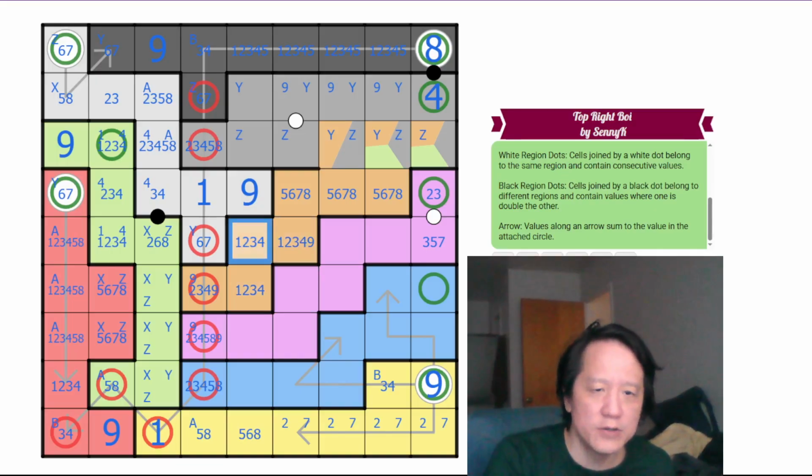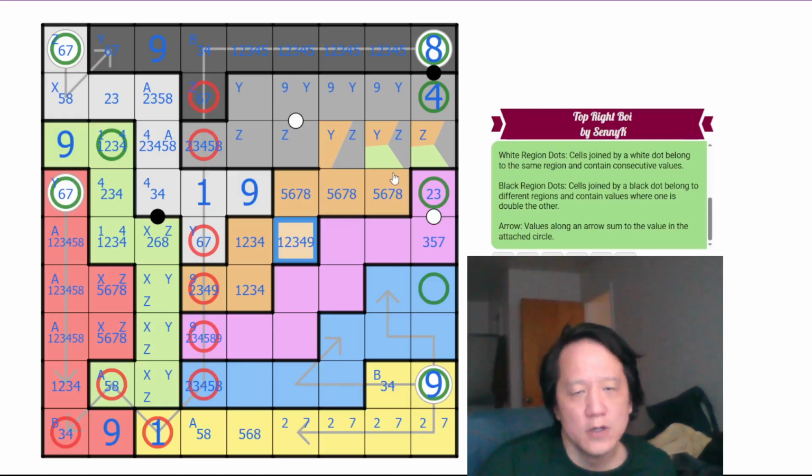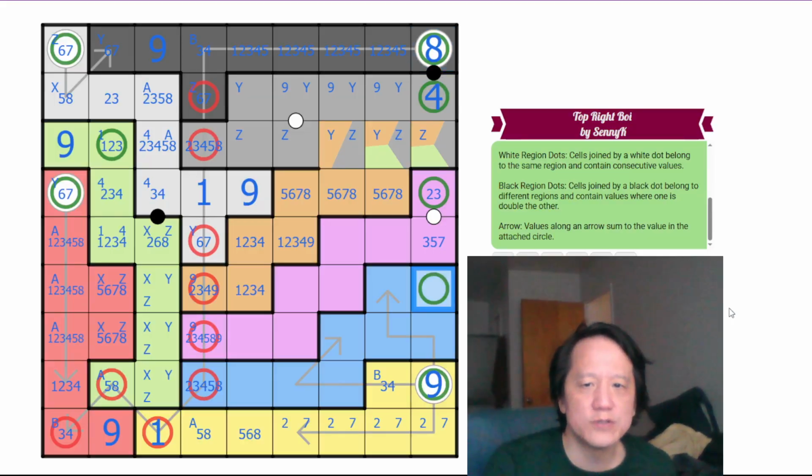No 9 here, no 9 here. We have to have a top right boy in one of these. We have 1, 2, 3, 4, 2, 3, a 4. Oh, 4 means this can't be a top right boy there as a 4. Top right boy here, we have 6, 7, 8, 9 accounted for, and 4. So it's 1, 2, 3, and 5.